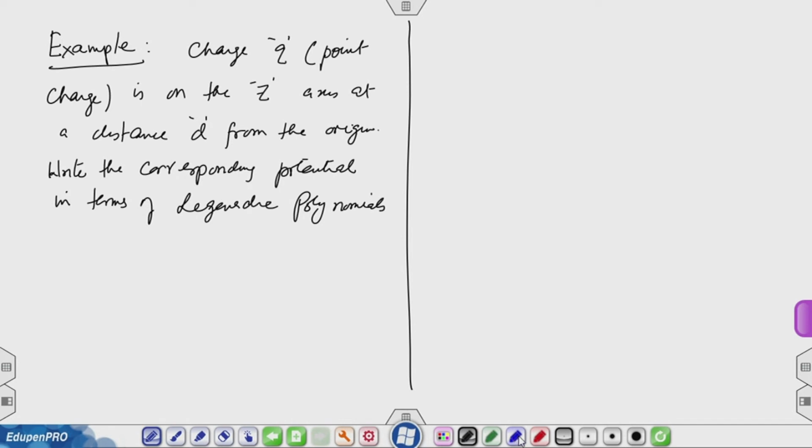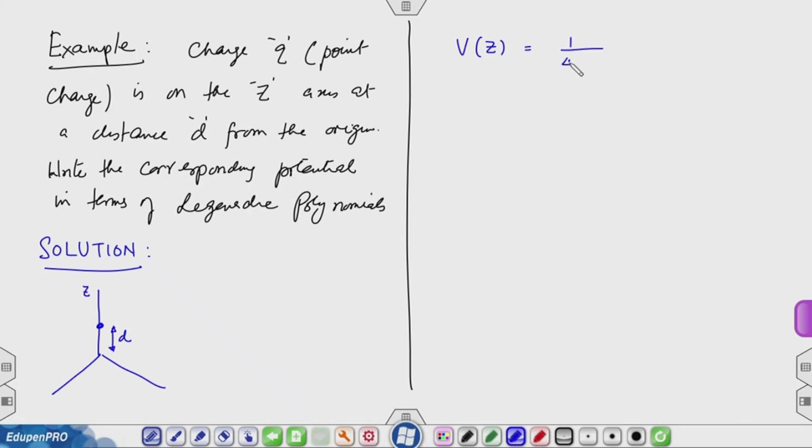This is one problem where I'll make use of the solution on the z axis and then use that to write the general solution. So, let us see, I've been given that there is this charge sitting on the z axis at a distance d. So, V on z is going to be 1 over 4 pi epsilon 0 q over modulus z minus d. There are very clear two regions of interest.